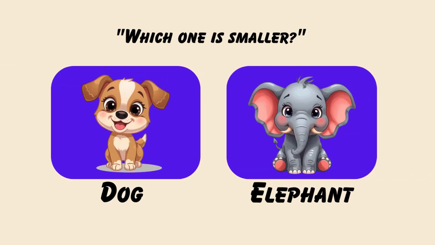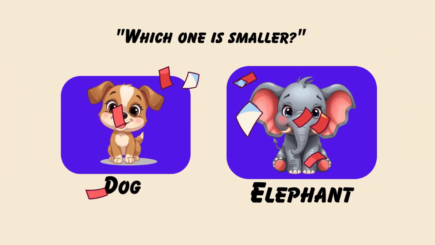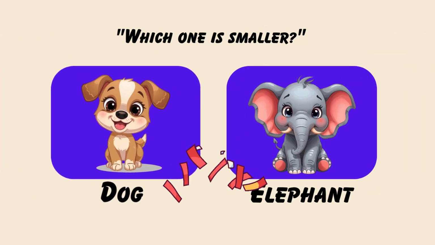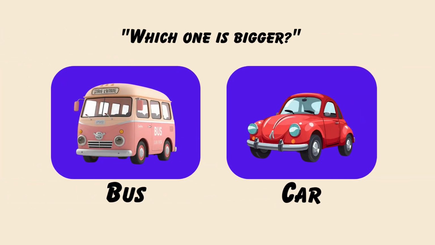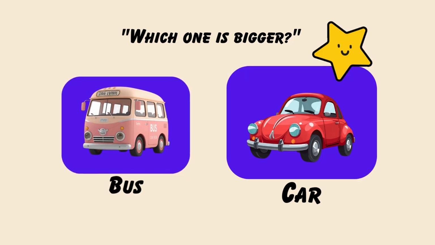Which one is smaller? Dog or elephant? Yes, dog is smaller. Which one is bigger? Bus or car? Bus. Bus is bigger.